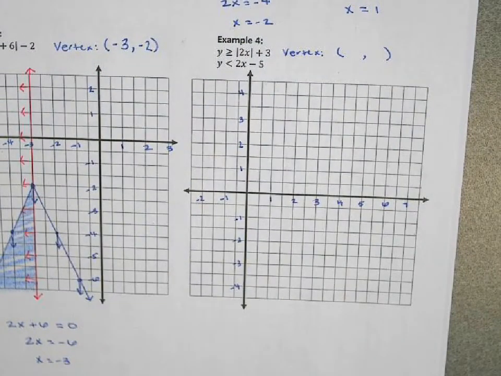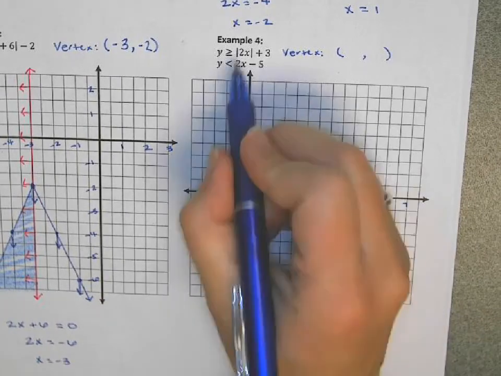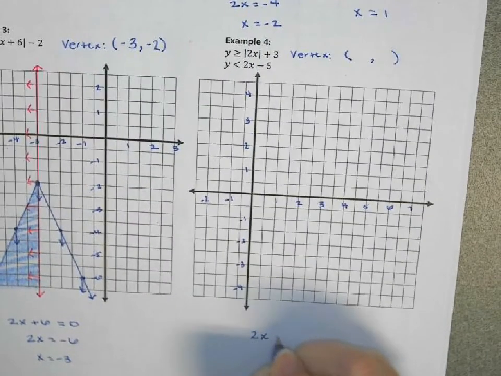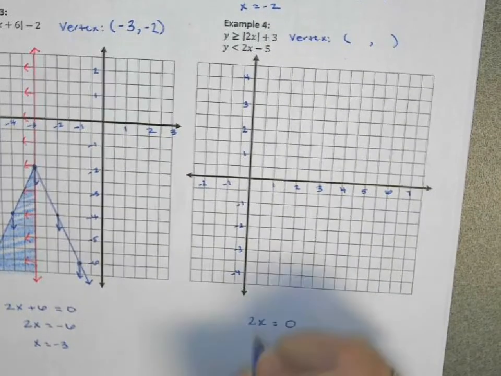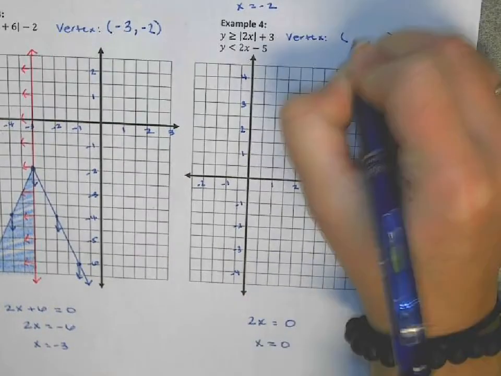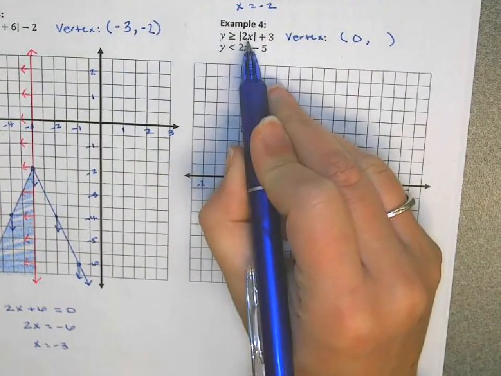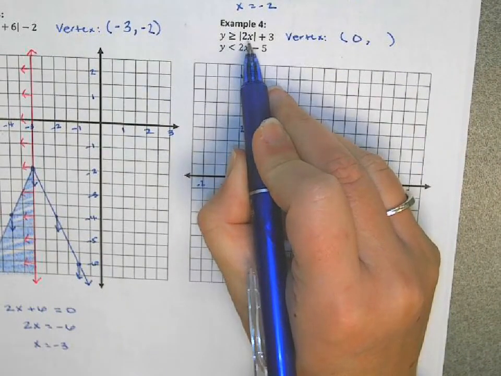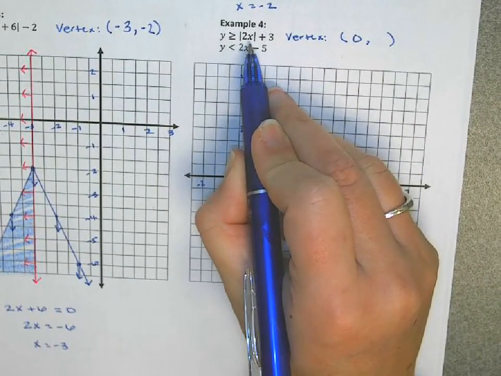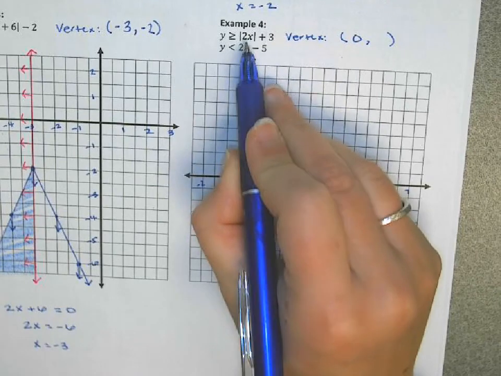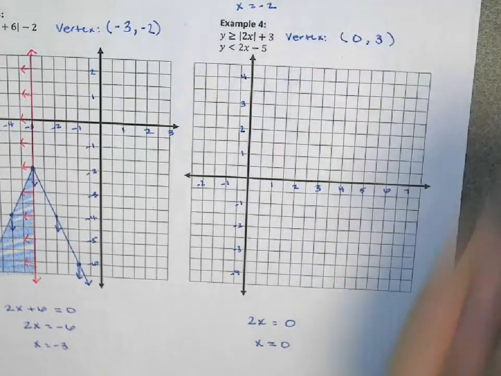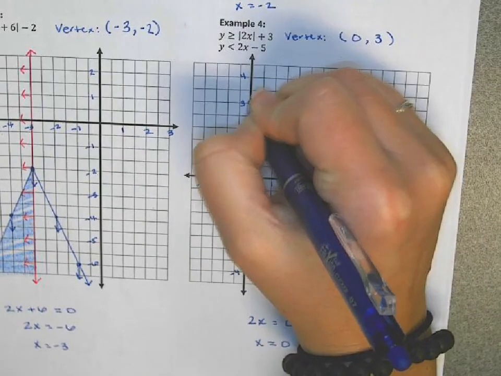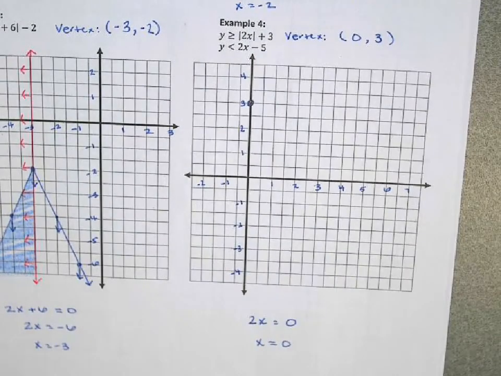So we're going to find the vertex. You're going to set that inside equal to 0. 2x equals 0. What does x have to be? X has to be 0. Plug in 0. 2 times 0 is what? 0. What's the absolute value of 0? 0. Good. That's what we needed it to be. 0 plus 3 is 3. Our vertex then has to be at (0, 3). Right there.